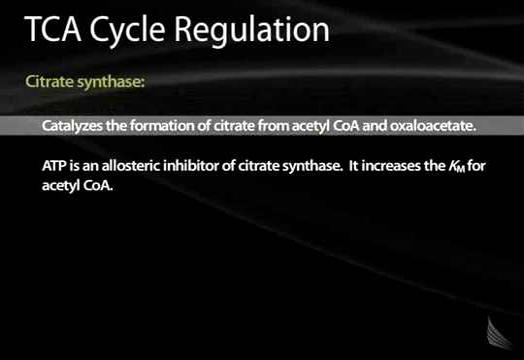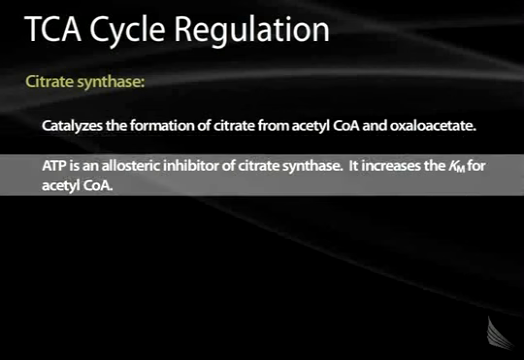Now, citrate synthase is responsible for catalyzing the formation of citrate from acetyl-CoA and oxaloacetate. This is the first step in the TCA cycle. Now, this is regulated by ATP. ATP is an allosteric inhibitor of citrate synthase. It actually increases the Km for acetyl-CoA. So when ATP levels are high, that signals a high energy balance in the cell, and we want to inhibit the TCA cycle. And we do that by inhibiting the first step of the TCA cycle, that is citrate synthase.